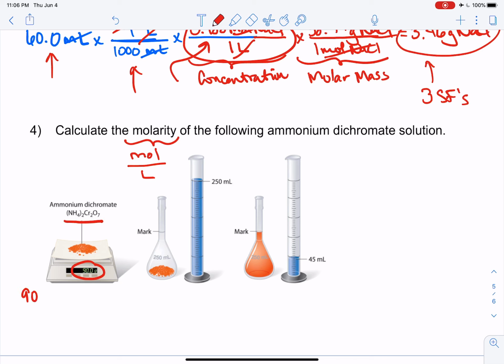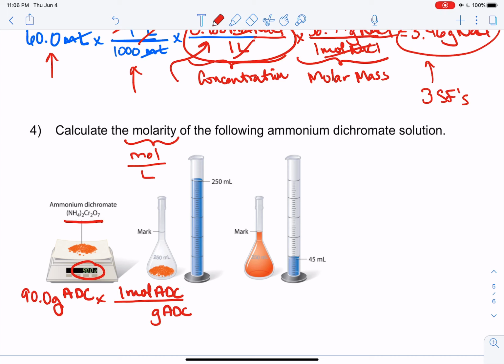So we have 90 grams of ammonium dichromate. And we need to get to moles for that. So we're going to write grams of ammonium dichromate on the bottom here, and we're going to write 1 mole of ammonium dichromate on the top there.